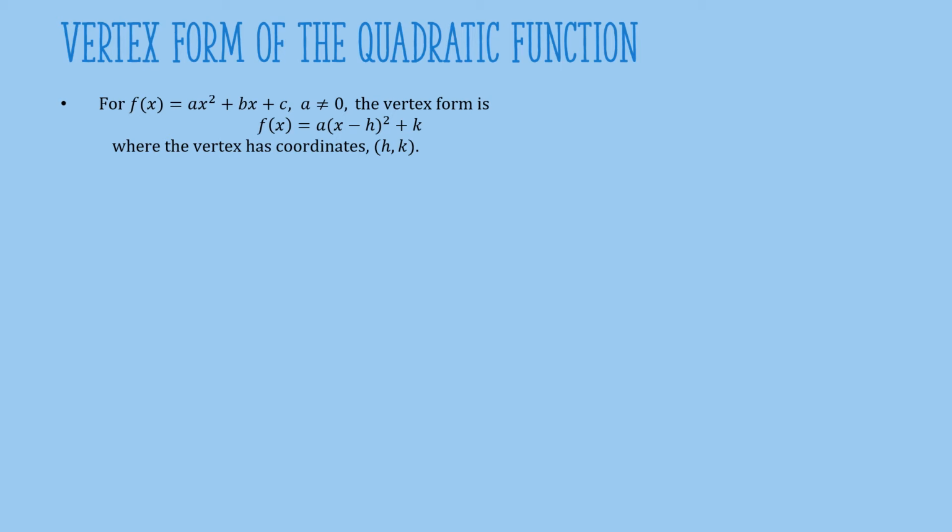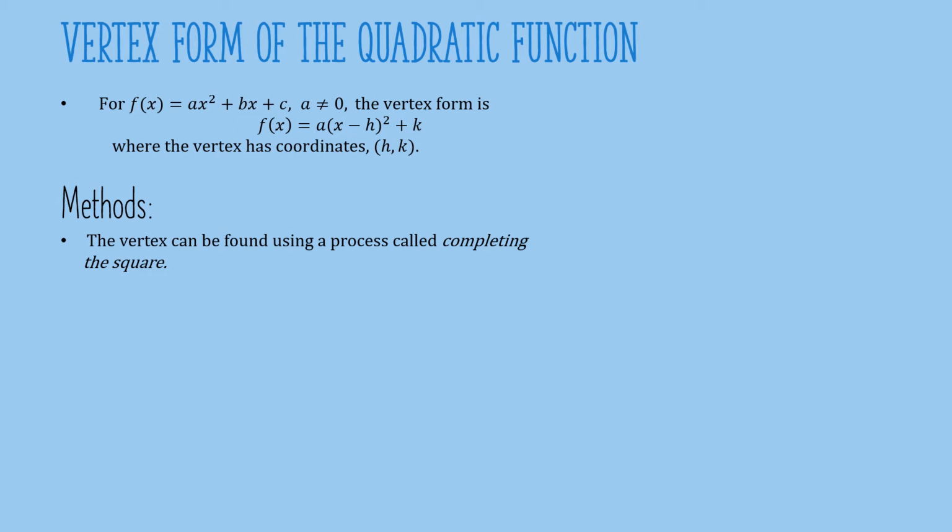The second one, f of x equal to a times x minus h the whole squared plus k, is called the vertex form. The vertex form can be used to get the vertex for this function, and it can be obtained using the process of completing the square.